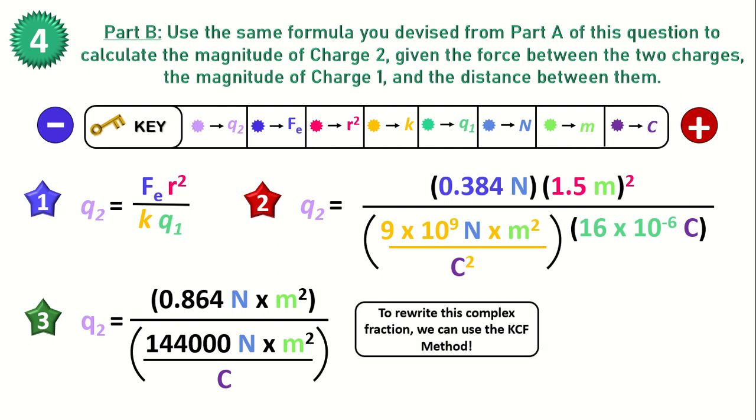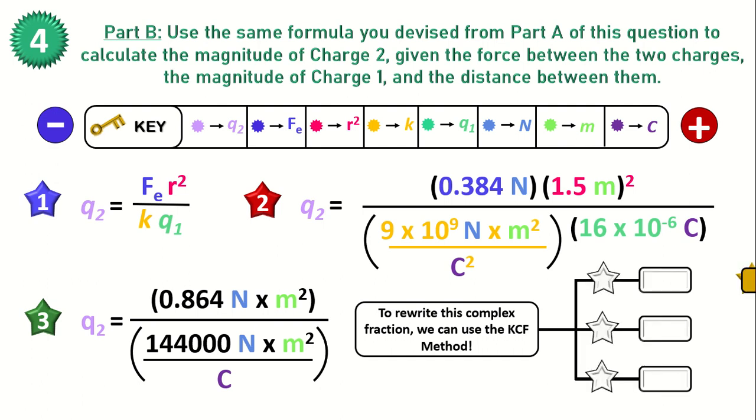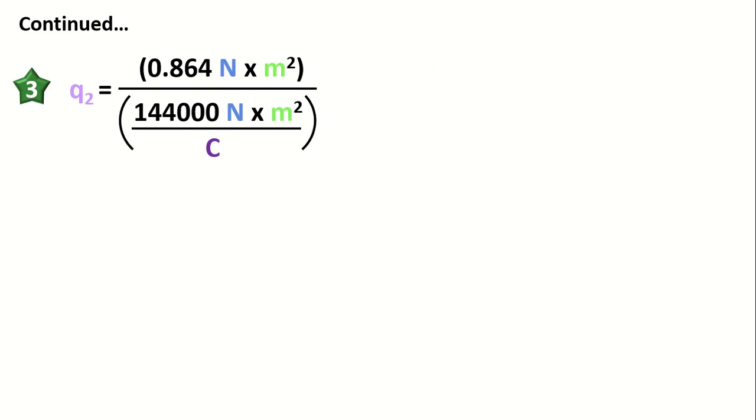Alright, so since we have an occurrence where we're dividing a whole number by a fraction, we can use the KCF method, or the keep, change, flip method. So here it is right here, keep, change, flip. So let's continue. So here are the steps to do it. Here's the equation we have from the previous part of this problem.